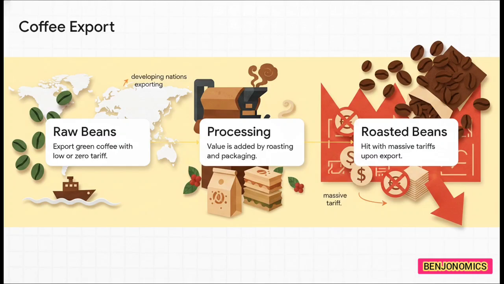But let's say that developing country decides to process the beans, roasting and packaging them in step 2, and then tries to export that roasted coffee in step 3. Suddenly, boom, they are hit with a massive tariff from the importing country. The tariff literally escalates as the product moves up the processing chain.